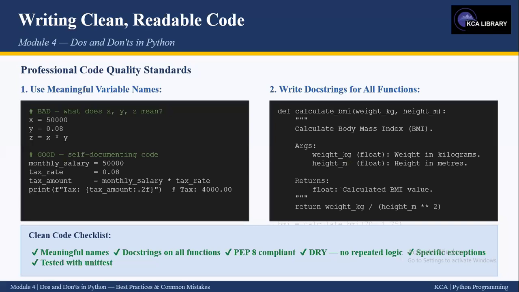Writing clean, readable code. Professional code quality standards. Number 1, use meaningful variable names. Number 2, write docstrings for all functions. So that's how you can use it. Clean code checklist: meaningful names, docstrings for all functions, PEP 8 compliance, DRY with no repeated logic, specific exceptions, and tested with unit tests.